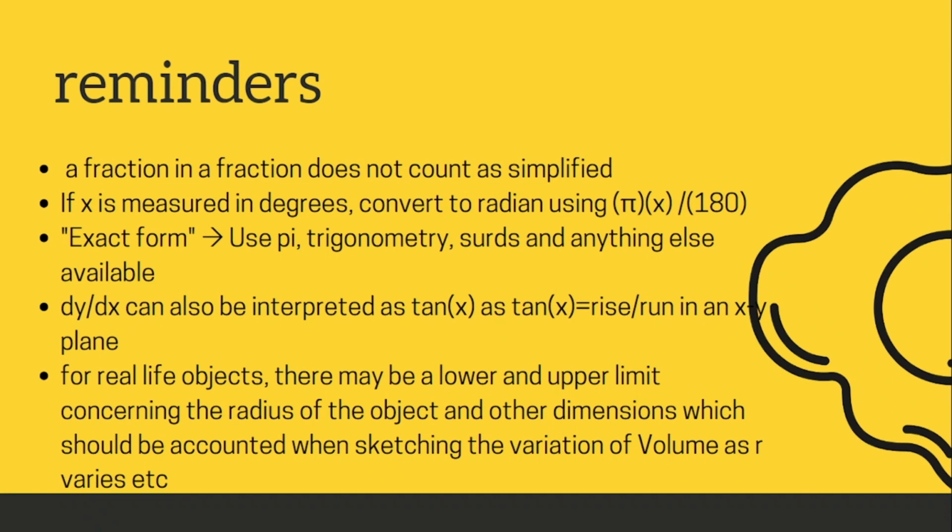Then in the case of real-life objects, there may be a lower limit or upper limit concerning the radius of our object and other dimensions, which should be accounted for when sketching the variation of volume as r varies. For a real-life object, the length cannot of course be less than 0, and in other cases the volume cannot be less than 0 also. Or in the case of, let's say, a building, if we are already told that there's a certain dimension to it, it cannot exceed that value. If we get it as our answer, we have to reject it.